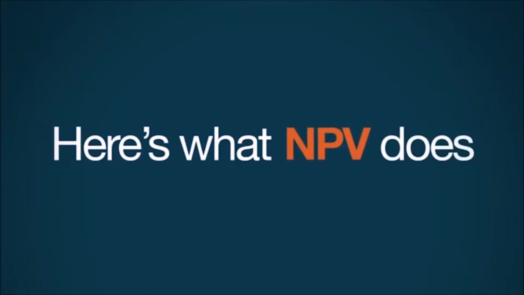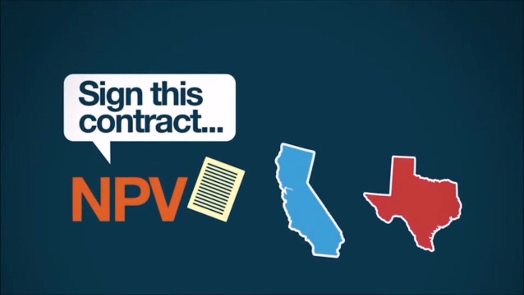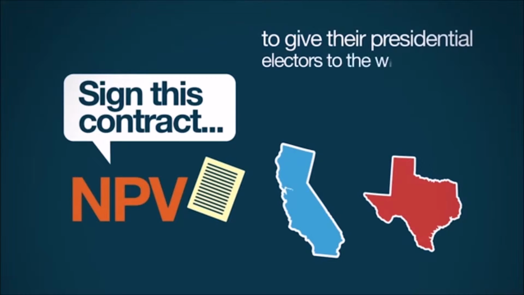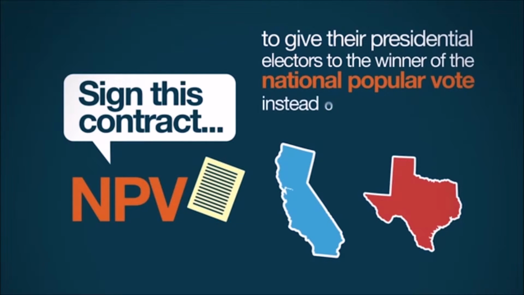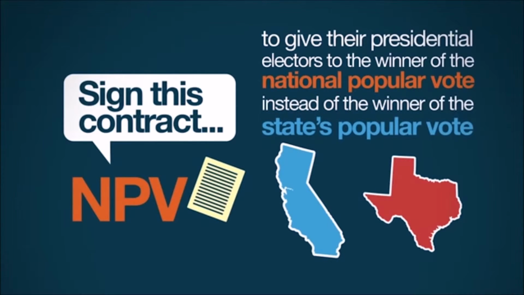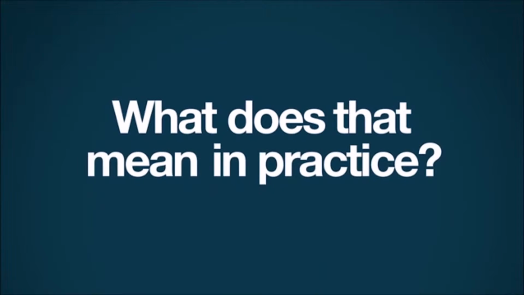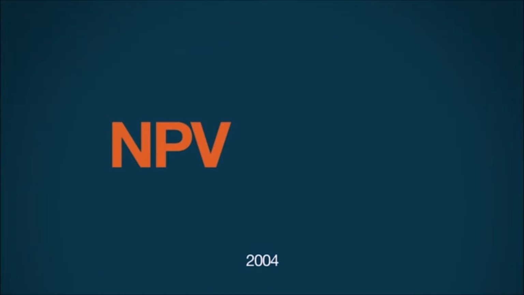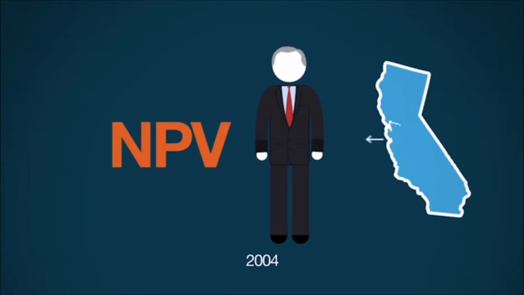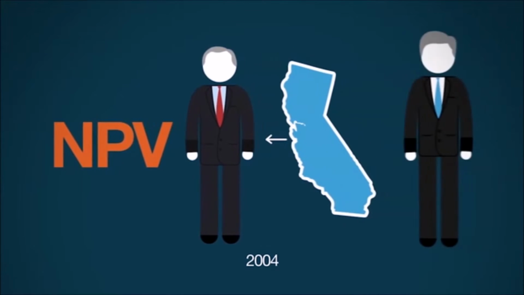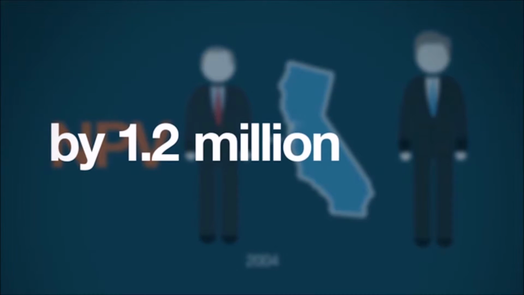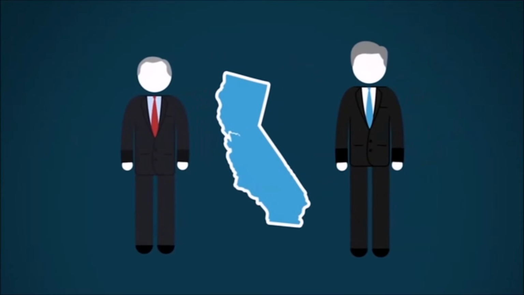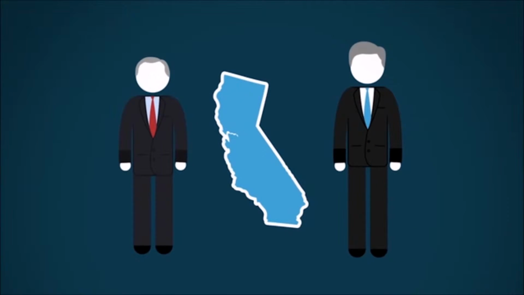Here's what NPV does. It asks states to sign a contract to give their presidential electors to the winner of the national popular vote instead of the winner of the state's popular vote. What does that mean in practice? It means that if NPV had been in place in 2004, for example, when George W. Bush won the national vote, California's electoral votes would have gone to Bush, even though John Kerry won that state by 1.2 million votes. Can you imagine strongly Democratic California calmly awarding its electors to a Republican?